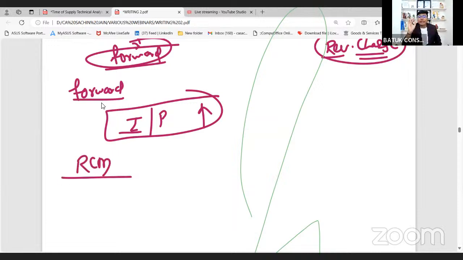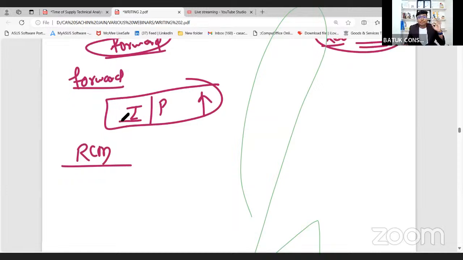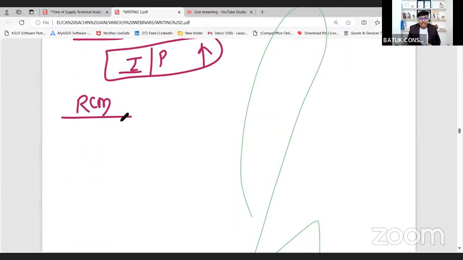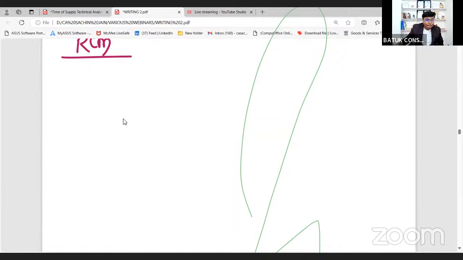Under reverse charge mechanism, what will be the time of supply in case of supply of services? Now, there is no date of receipt of goods here, because in services you will not get any goods. So the time of supply will be the date of payment.